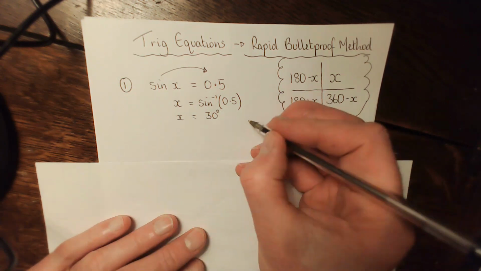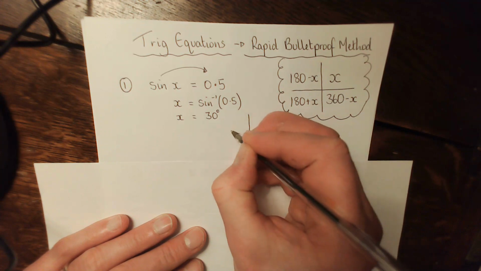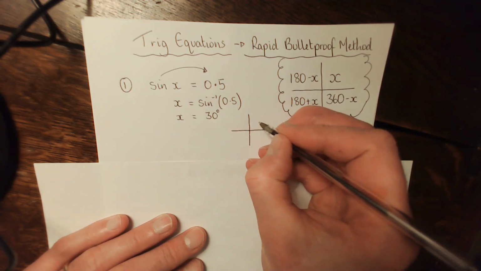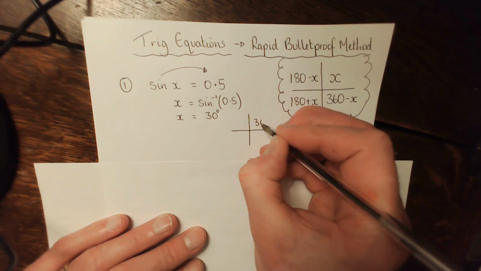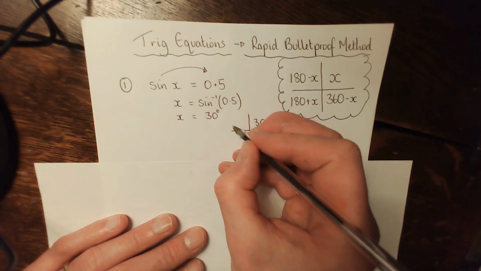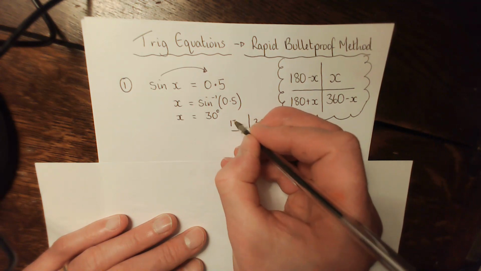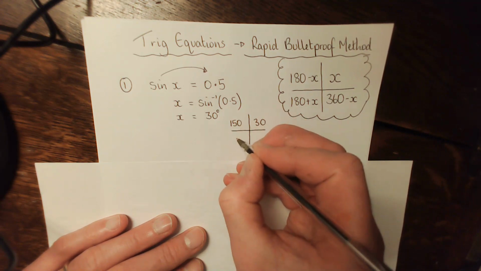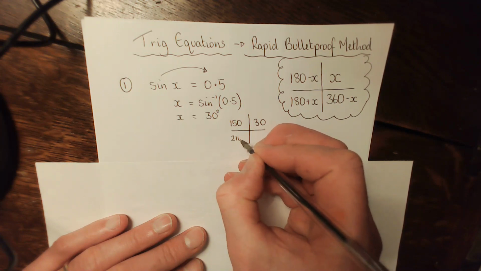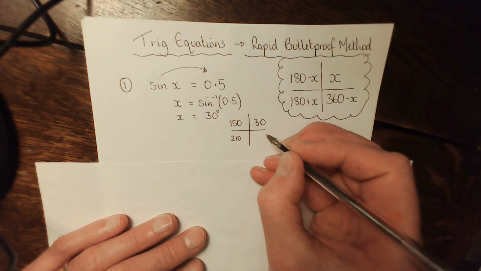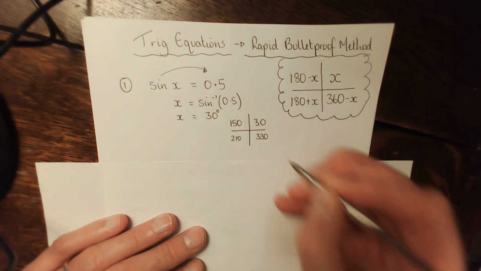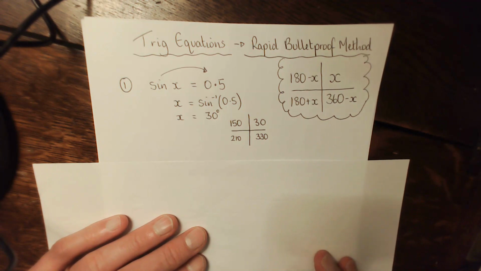So at this point, I get my kids to draw the diagram. x goes in the first quadrant, so 30 goes here. 180 minus x is 180 minus 30, so I've got 150 here. I do 180 plus x, which is 210, and I do 360 minus x, so I've got 330. That's giving me all four possibilities.